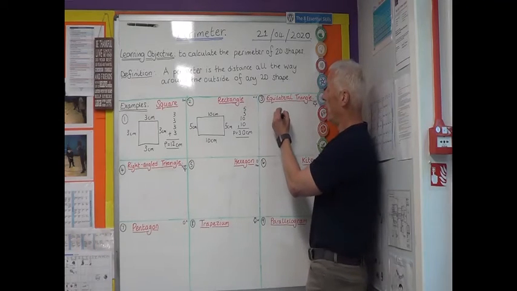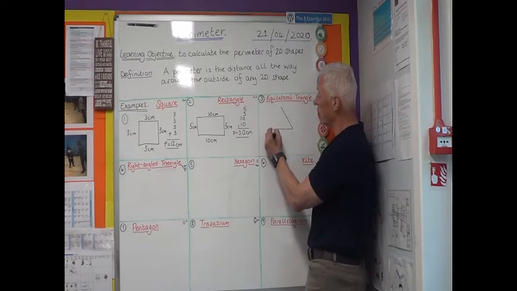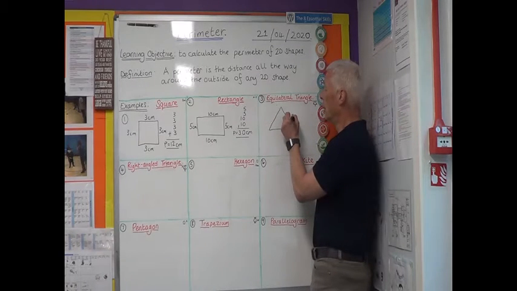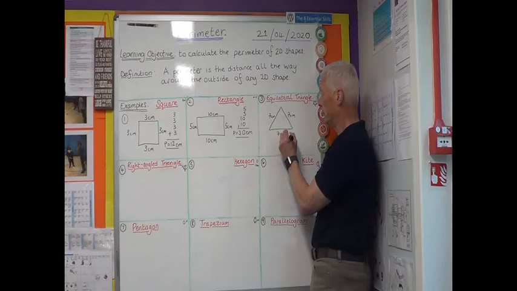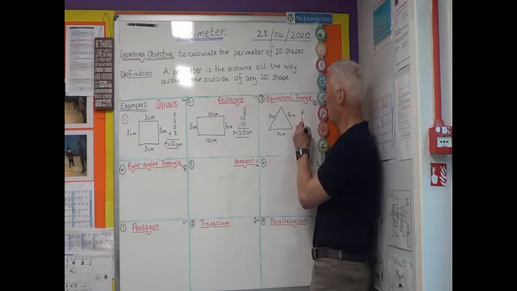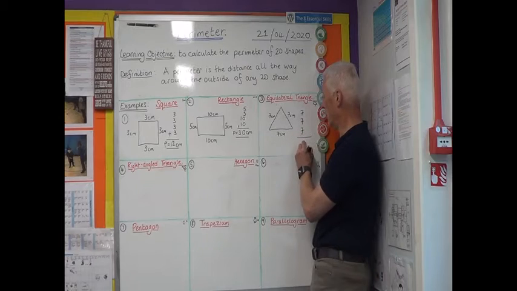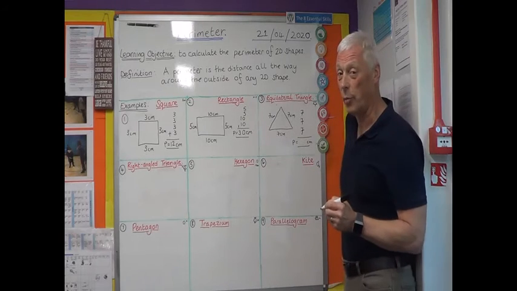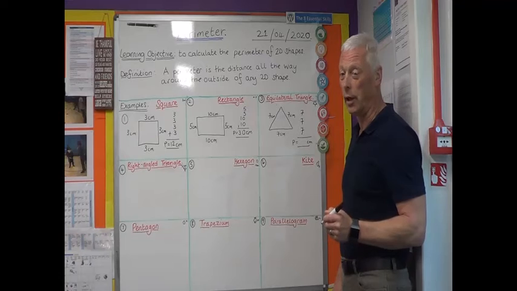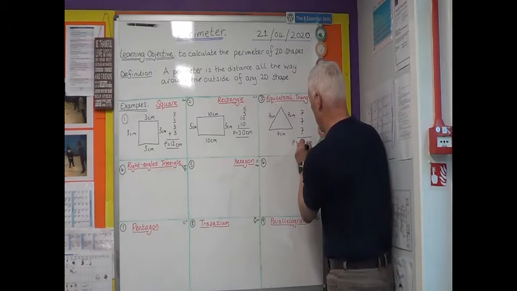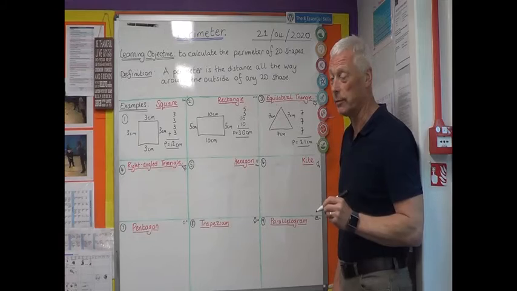We can do triangles. We can do an equilateral triangle, which you should all know has all sides the same length. If we do that at 7 centimetres, you've got 7 add 7 add 7. P equals, I'll give you a moment to try and work that out, 7 add 7 add 7, and for those that are correct, you've got 21 centimetres.